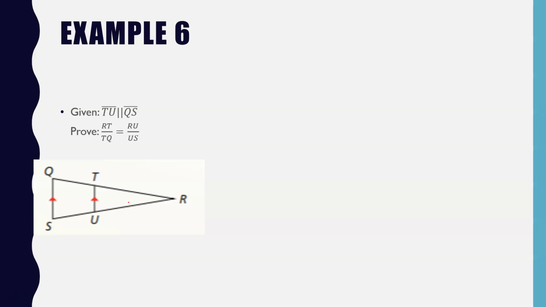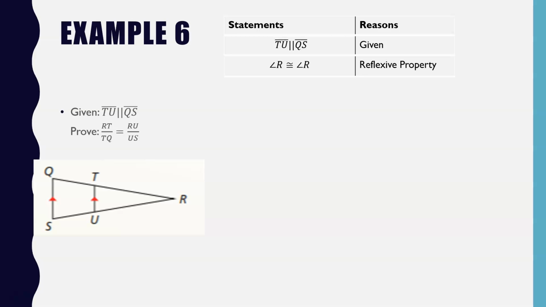Okay. So my first step is to write my givens. So TU is parallel to QS. Then I know that this angle is congruent to itself by the reflexive property. I can tell that angle Q and angle RTU are congruent because they're corresponding angles, because QS and TU were parallel. Then I can tell that the two triangles RTU and RQS are similar because they have angle-angle similarity. I proved two angles are similar.